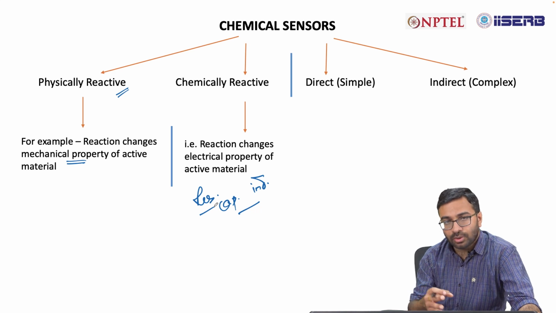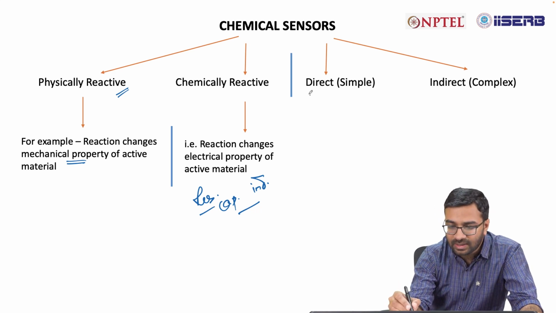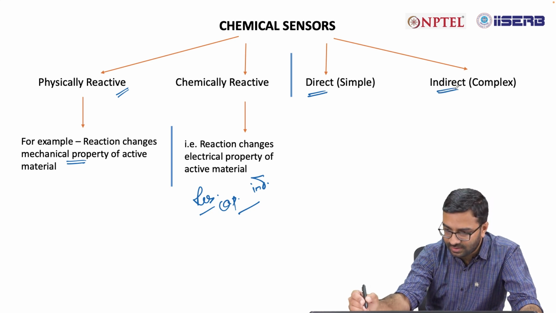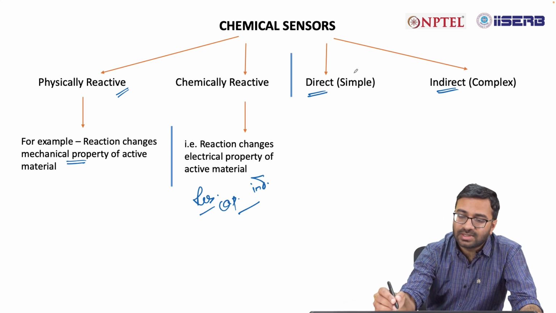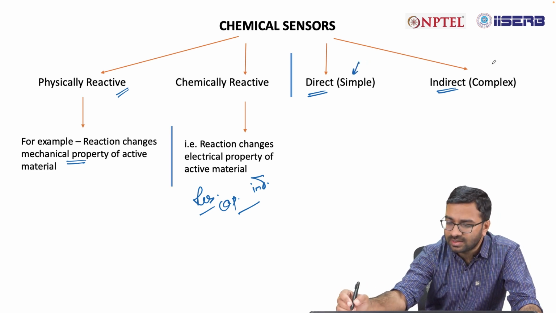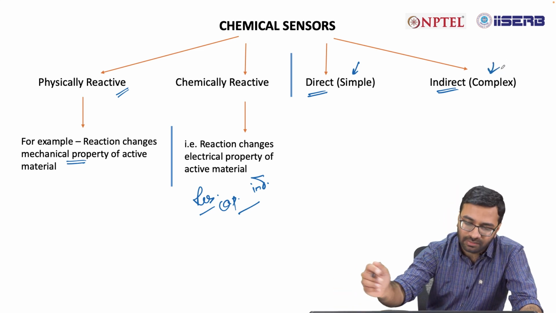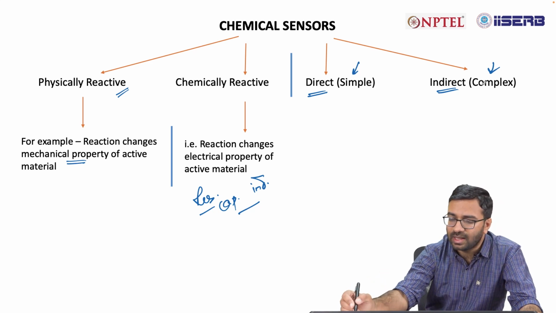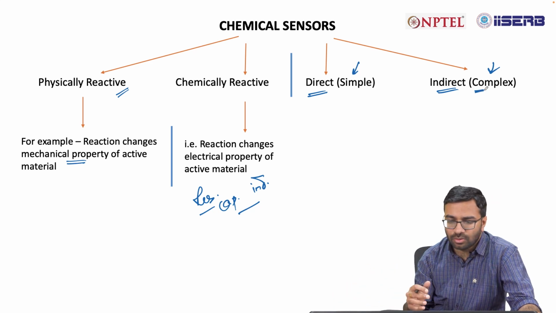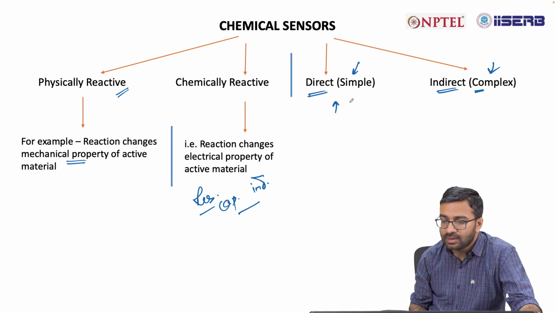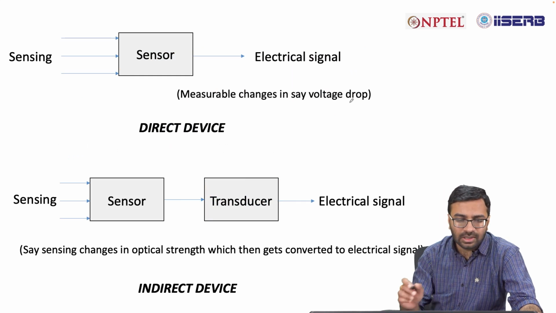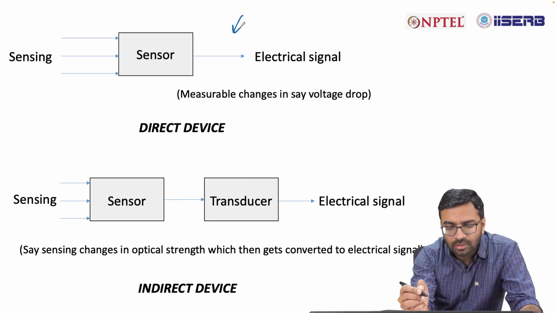Apart from that, we can also categorize chemical sensors as direct sensors and indirect sensors. So direct sensors are to some extent simpler in their configuration. Indirect sensors are comparatively more complex, a bit complex. So let us also see what direct and indirect sensor mean. Here a schematic is shown for a direct device or direct sensing.